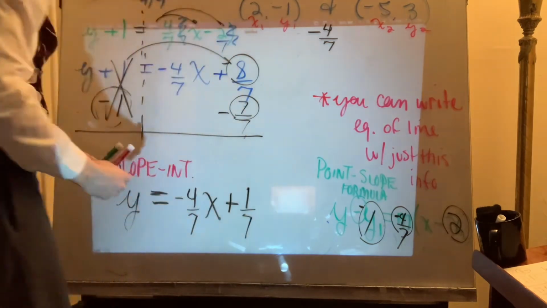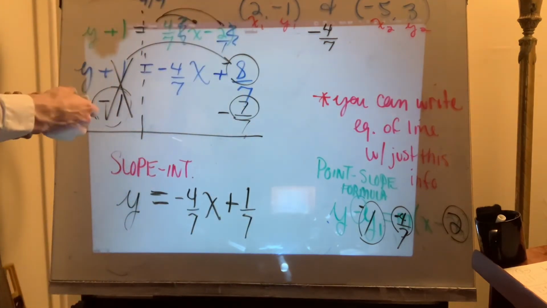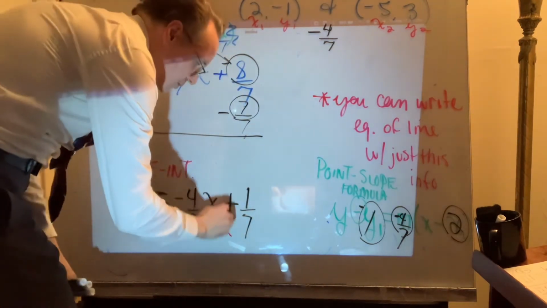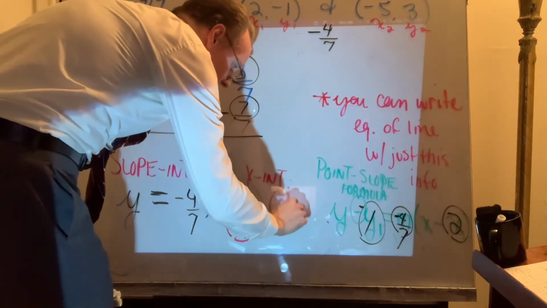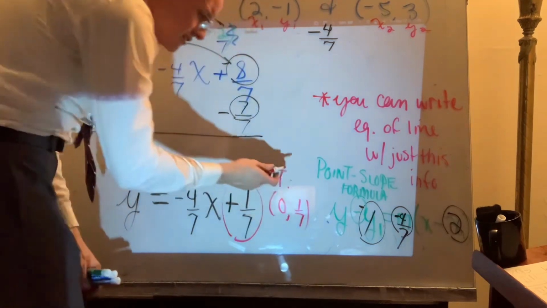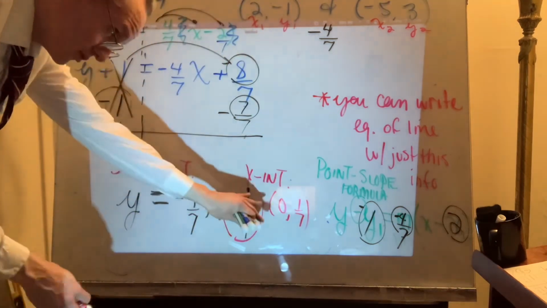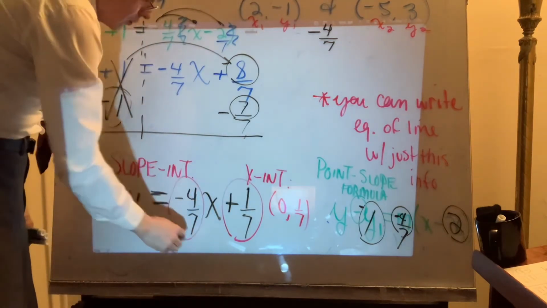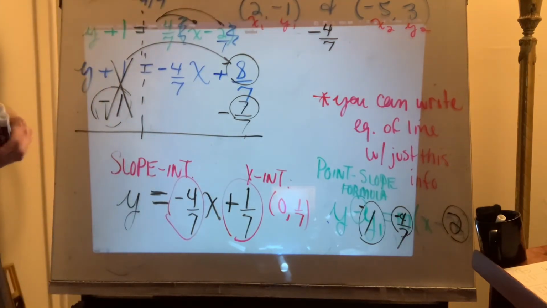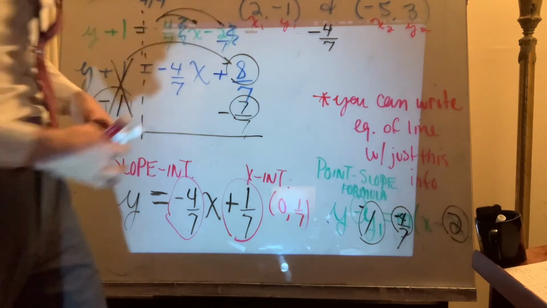In terms of the graph, this would be the y-intercept, at the location of 0, 1/7, which is a fraction and it's very puny, but that would be precise, that would be exact, that would be accurate. And this is the slope.